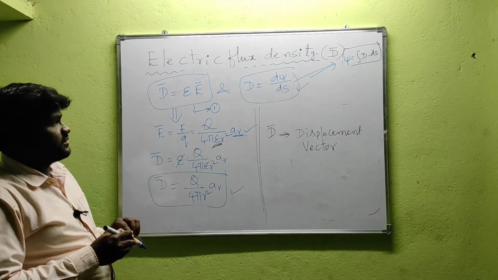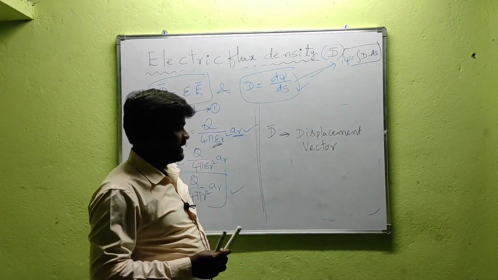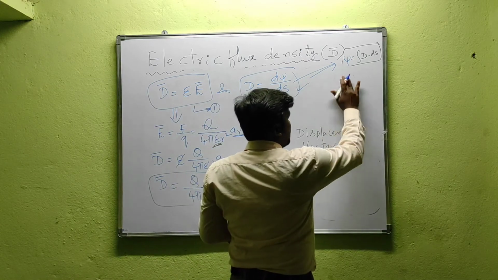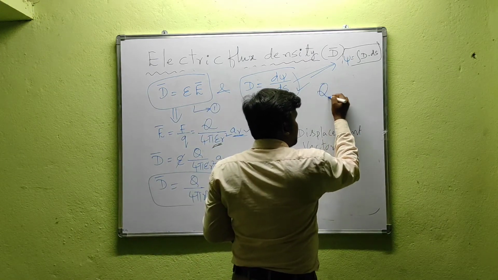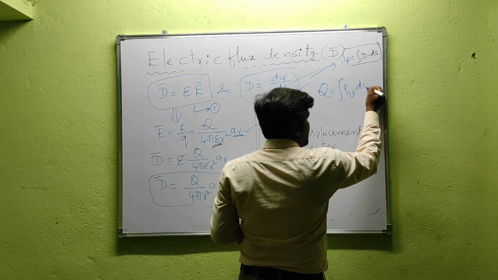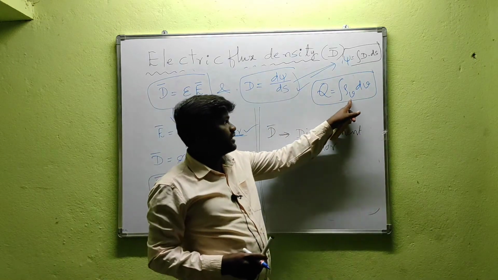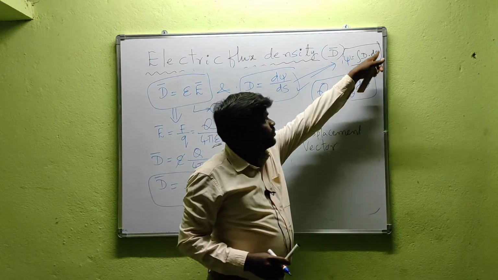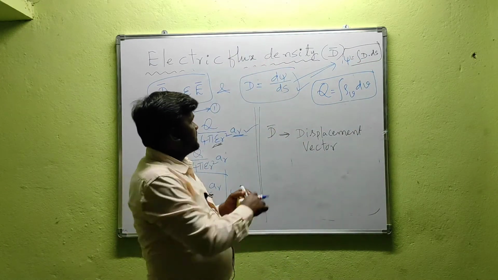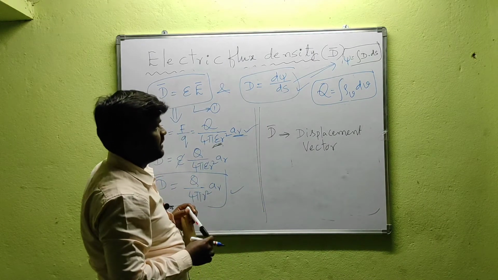Now we will derive Maxwell's equation by using this equation, that is psi equal to integral D dot dS, and another expression: the charge in terms of the volume charge density, that is Q equal to integral rho v dv. Please remember these two expressions. Already we discussed the volume charge density, and we derived psi with the help of the definition of electric flux density, that is, electric flux per unit surface area.